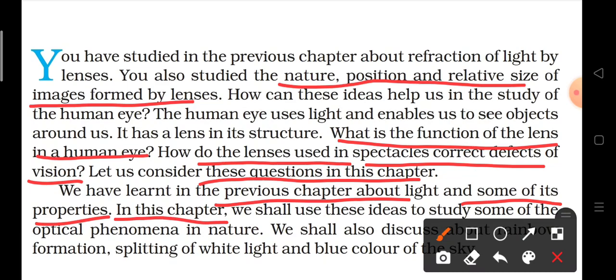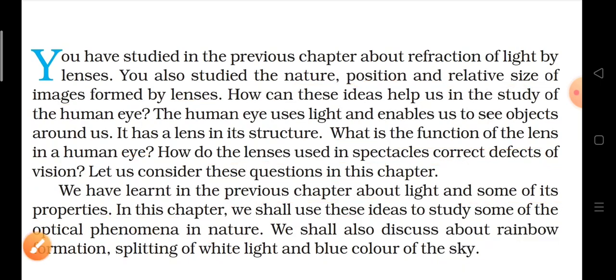In this chapter we shall use these ideas to study some of the optical phenomena in nature. Optical means phenomena related to light, which we have to study. We shall also discuss the rainbow formation, and the splitting of white light into its seven constituent colors, Vibgyor. Vibgyor stands for V for violet, I for indigo, B for blue, G for green, Y for yellow, O for orange, R for red. And the blue color of the sky we will also discuss in this chapter.